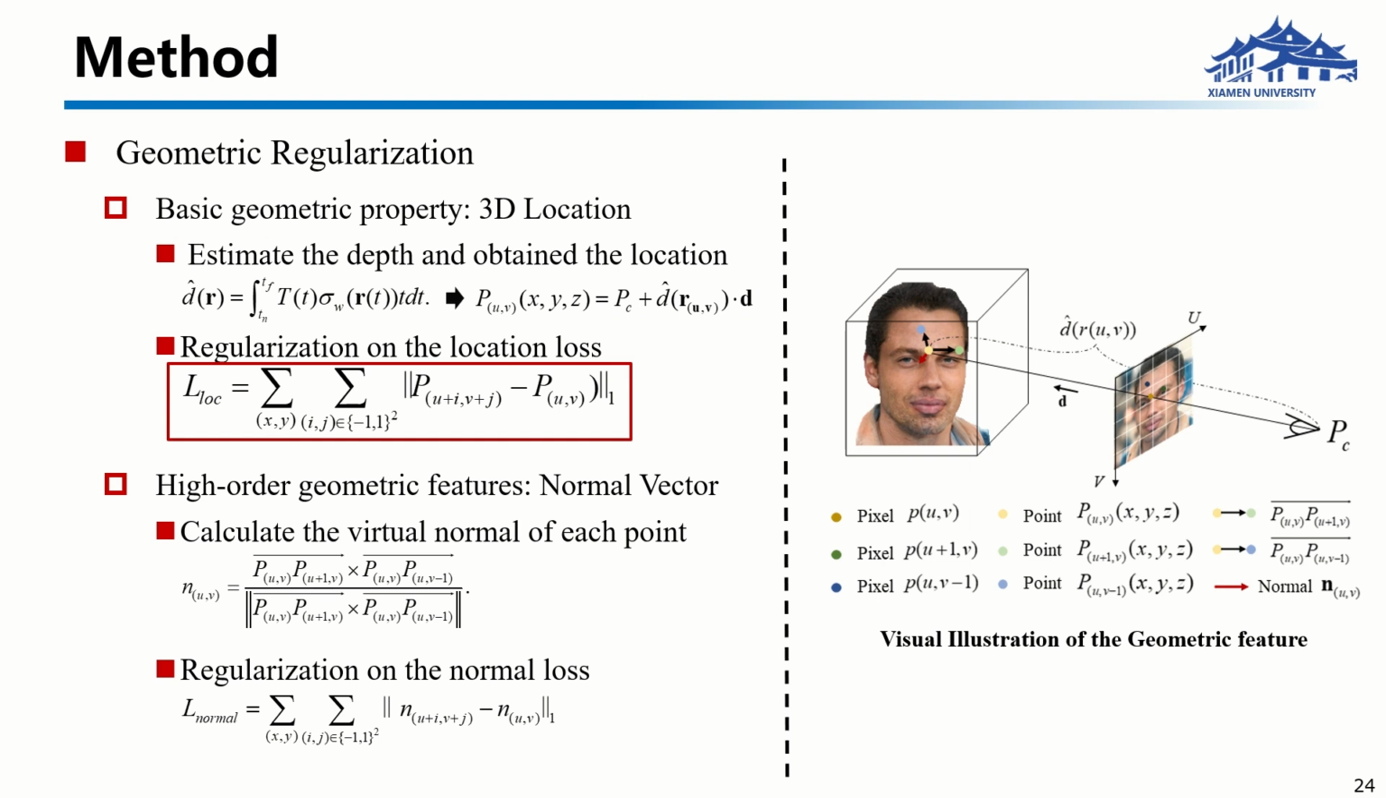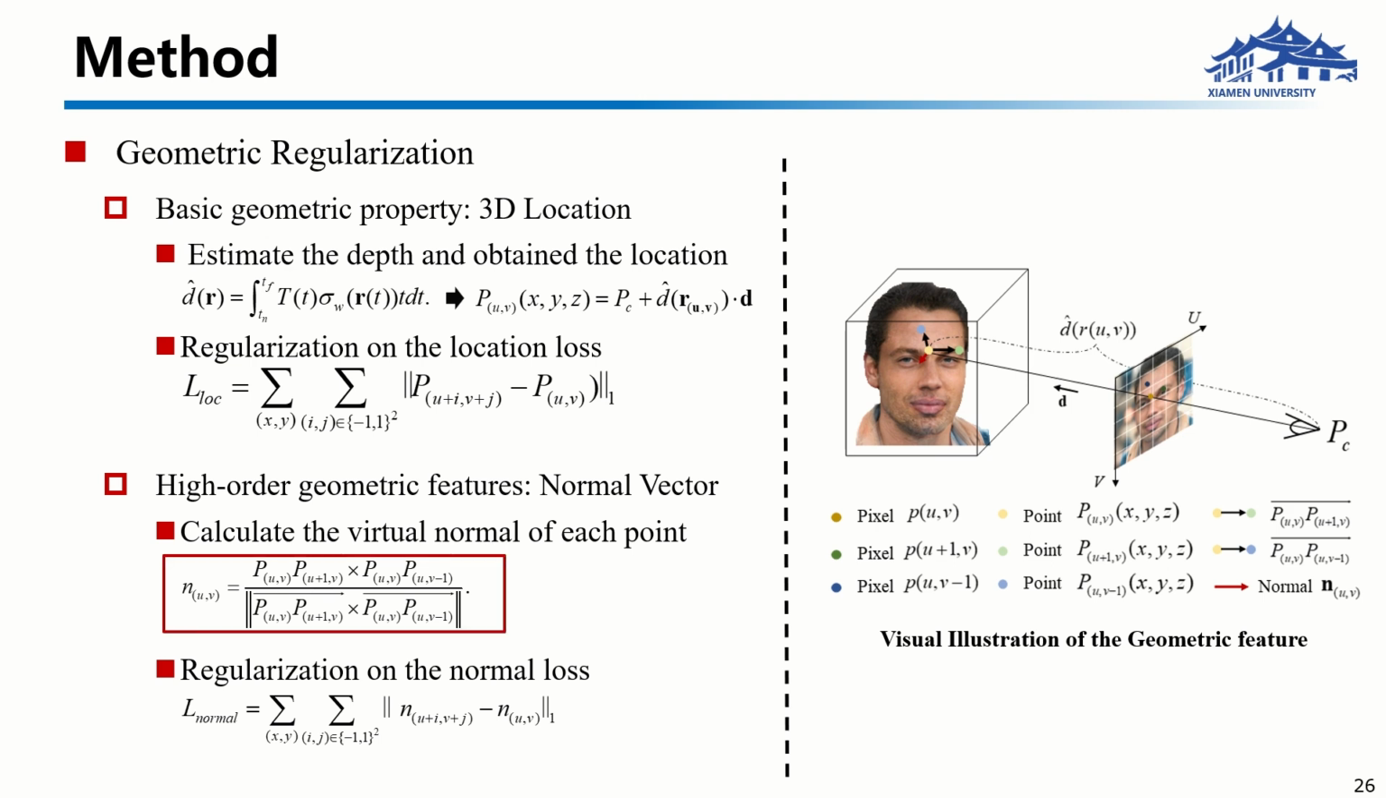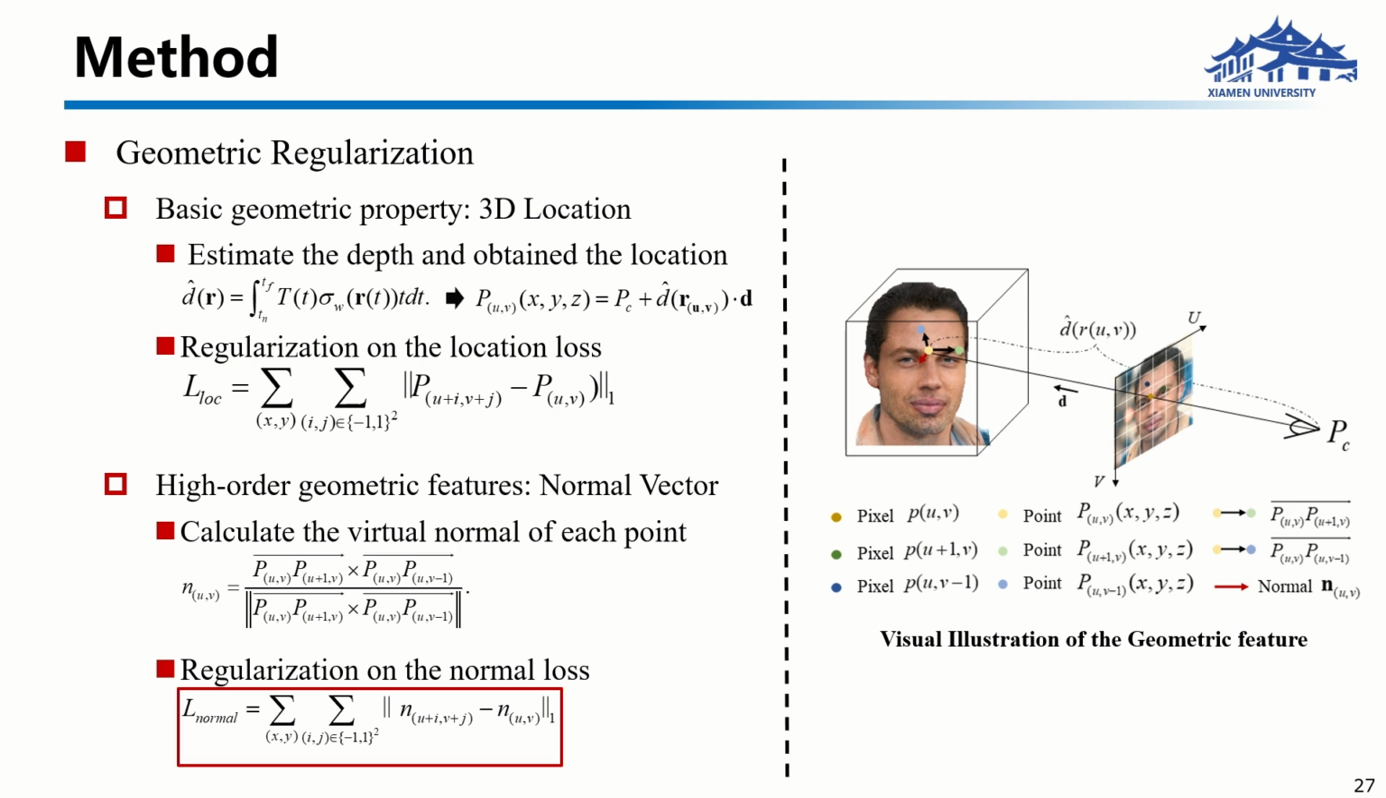In terms of the normal vector, we approximate the virtual normal to reduce GPU memory consumption. We assume that local 3D points are located in the same plane, of which the normal vector is the surface normal. Therefore, for each 3D point, we select two neighboring points to establish a plane and compute the normal vector. In this case, we perform regularization on the normal vectors.